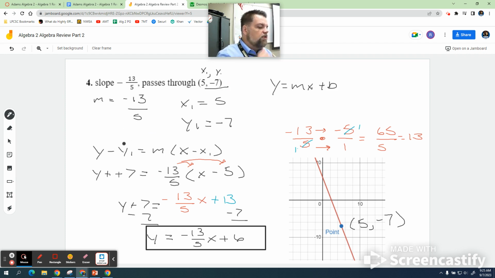I've been walking around looking at your notes. You guys are able to set up the problem. The math error will be that you'll forget a negative sign, right? You got to remember when you subtract a negative number, you're adding it.